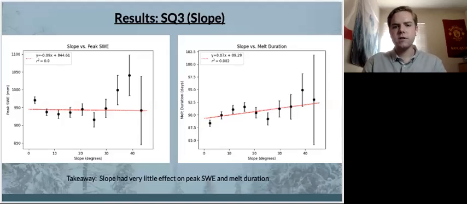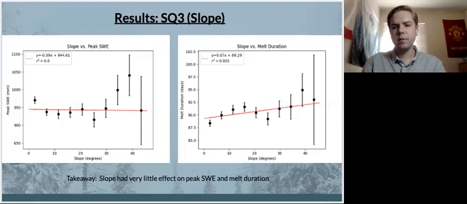So the last one is slope, and the graphs definitely look a little strange. The R² values for these graphs are 0, or at least basically 0. So slope had a negligible effect on peak snow water equivalent and melt duration. And the way that this is graphed makes the fluctuations look more profound than they actually are, because the scale on the y-axis is not starting at 0.